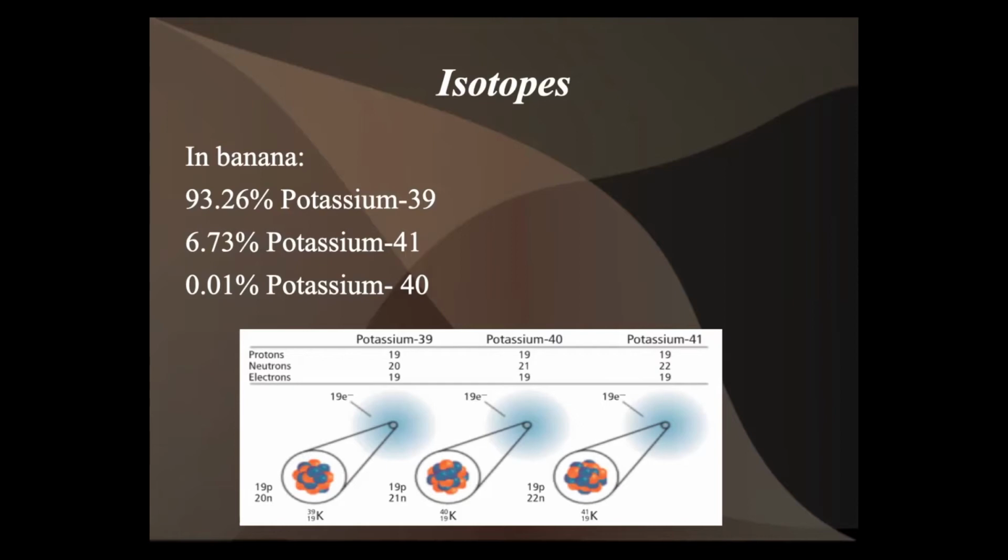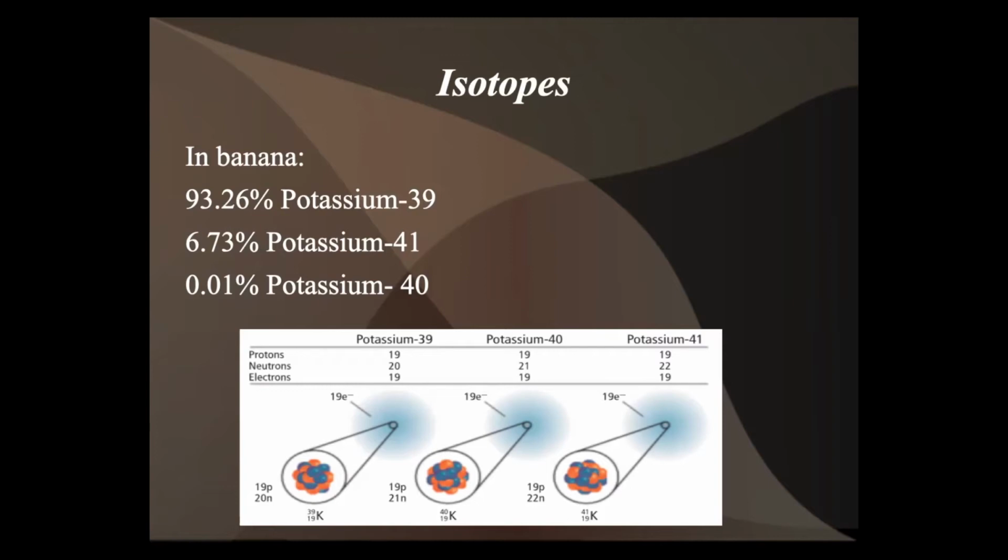6.73% will be potassium 41. 0.01% will be potassium 40. And you can see the chart, it tells you how they're different. Potassium 39 has 19 protons, 20 neutrons, 19 electrons. And so 19 plus 20 gives you 39. Protons plus neutrons gives you the atomic mass of 39.